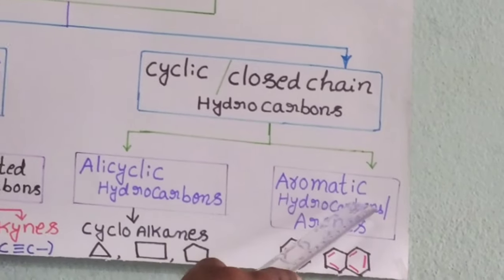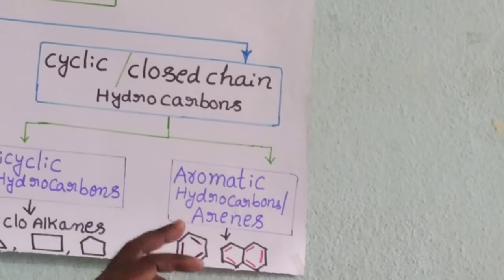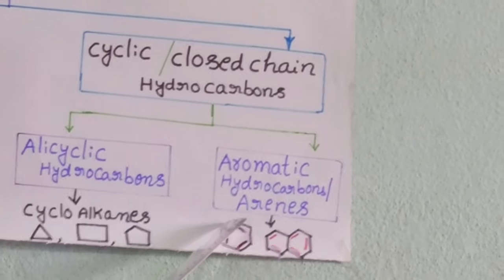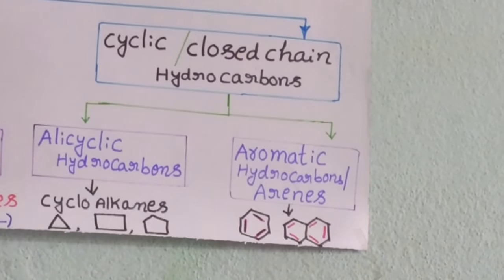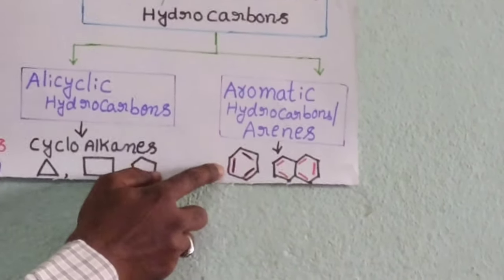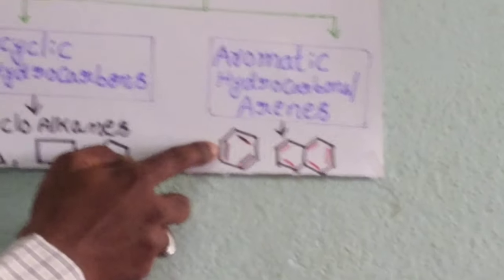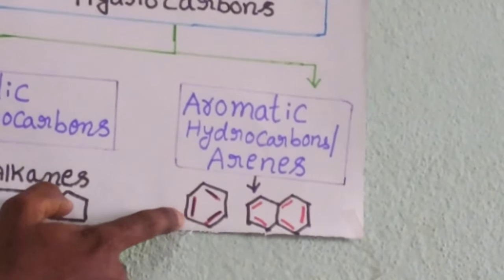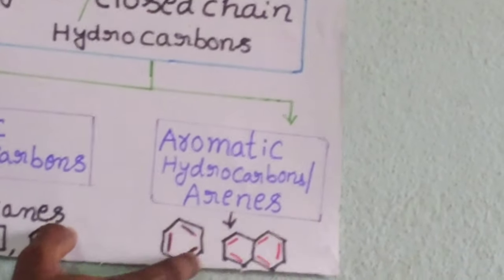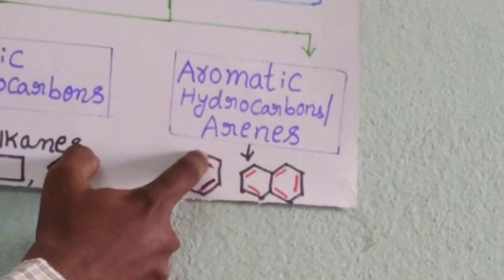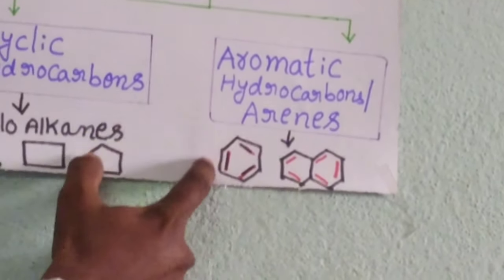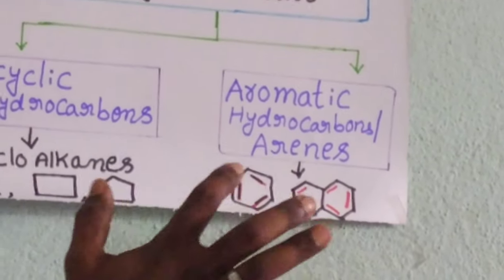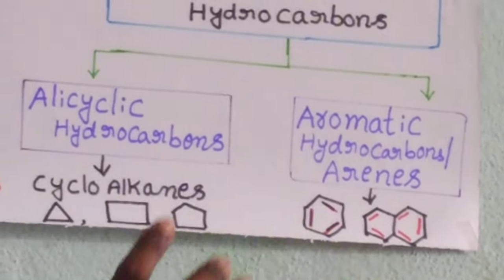Now we discuss aromatic hydrocarbons. Aromatic hydrocarbons are cyclic carbon compounds containing single bonds and multiple bonds in an alternating manner. Look closely here. This is an example of a benzene ring. In the benzene ring, this is a single bond. After the single bond, you observe a double bond. After the double bond, a single bond. After a single bond, a double bond. After that, single, and after that, double. That means a carbon cycle containing single and double bonds in an alternating manner.